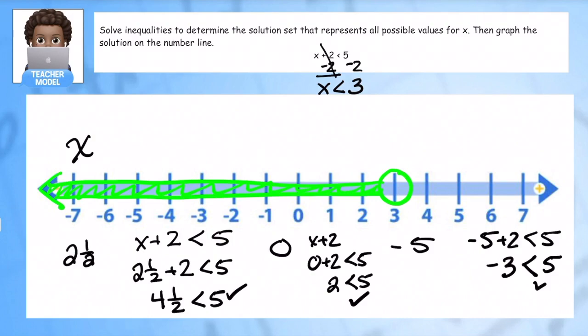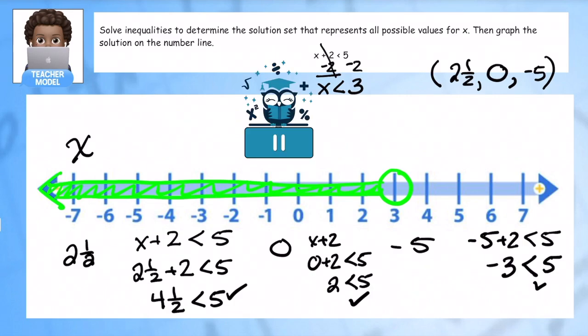So our solution set, sometimes you'll see it drawn like this, like a real curvy thing, or you might see it in parentheses. So I will just use parentheses for now, but you can use this little curvy thing. So in my solution set, I have 2.5, 0, and -5. And all three values satisfy my inequality. And know that there are infinitely more because we have infinite numbers to the left of 3. Hit pause and jot this down in your notes.